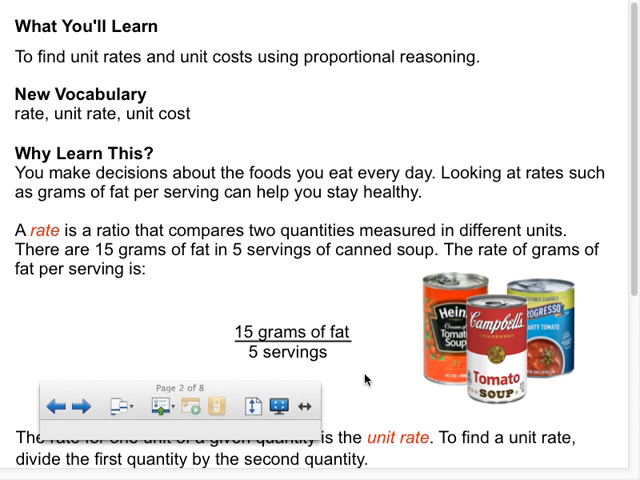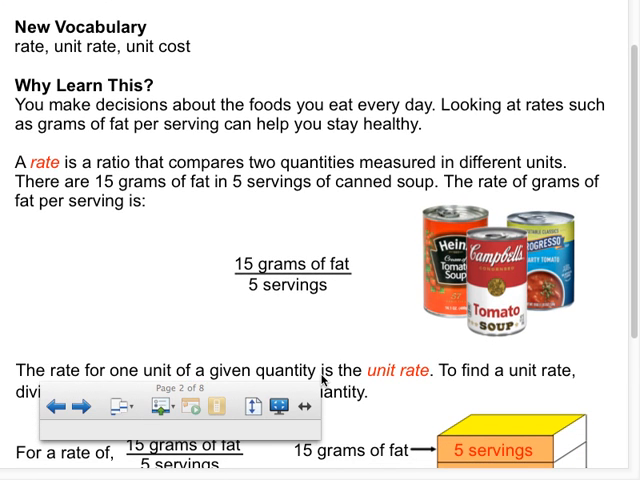I'm going to read this since this is the first video I've made today. What you'll learn: to find unit rates and unit costs using proportional reasoning. New vocabulary: rate, unit cost. Why learn this? You make decisions about the foods you eat every day. Looking at rates such as grams of fat per serving can help you stay healthy.